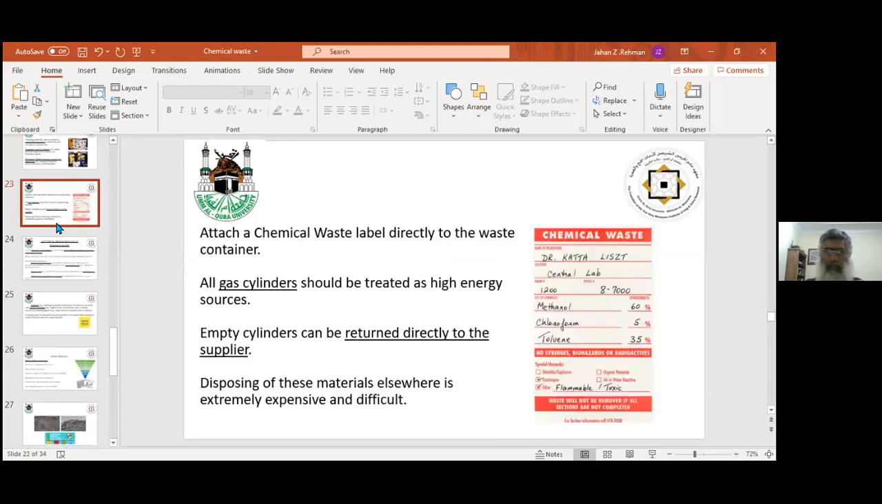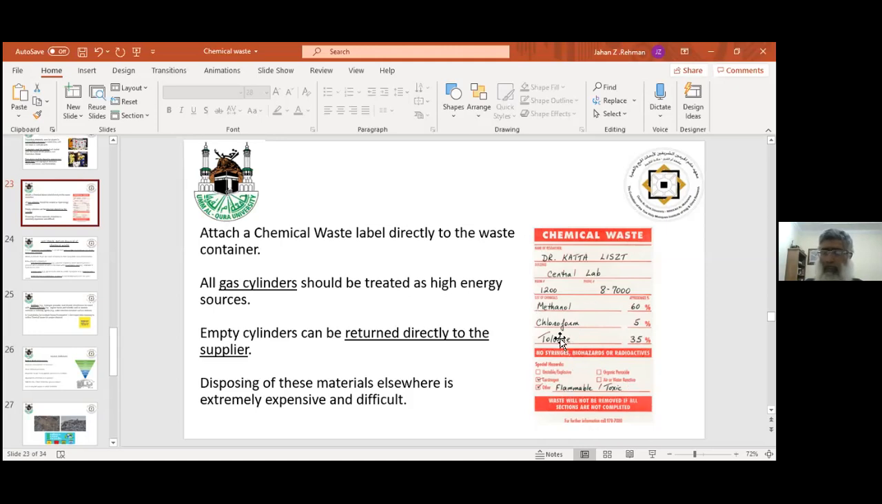Another slide. This is an example of the label which you are supposed to put on the glass. Anyone can make their own, but the basic things should be there: from which lab it comes, who is the responsible person, what the quantity is, what the percentage concentration is, and what chemical is inside it. So there are three chemicals: methanol, chloroform, and toluene. The nature is toxic and flammable.